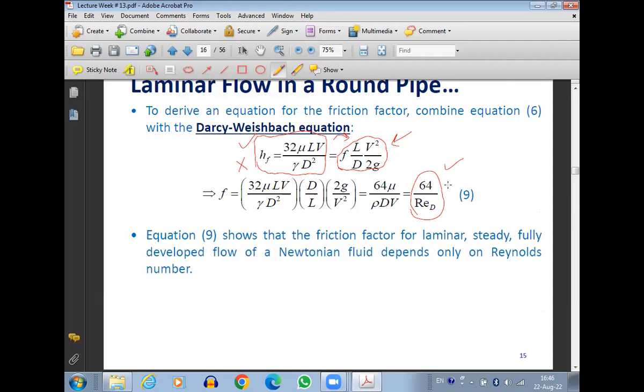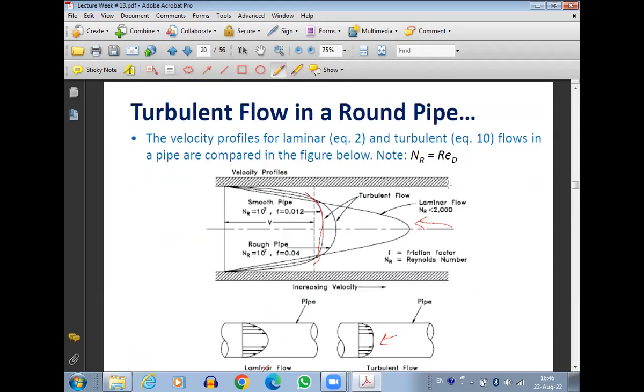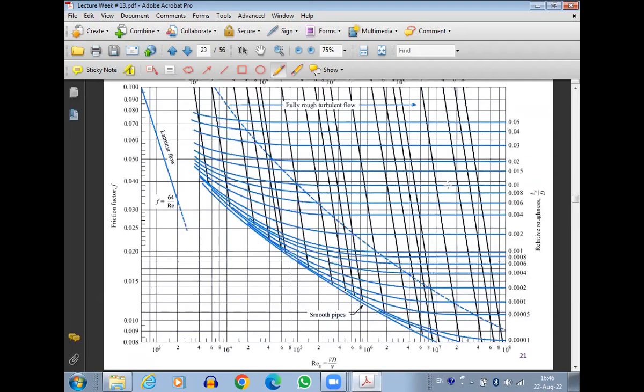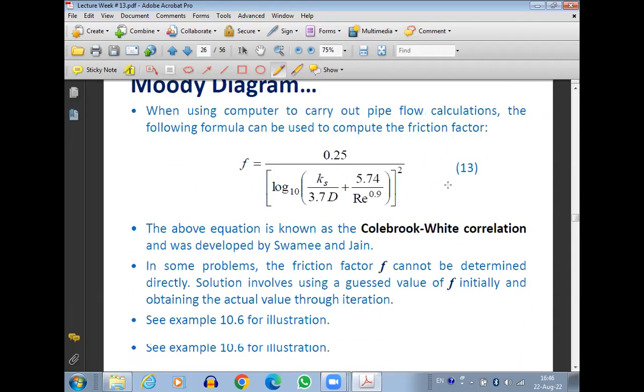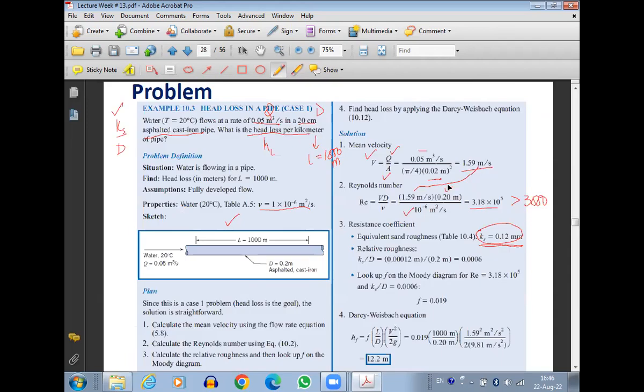This formula was only for laminar flow. Now we have to use the Darcy-Weisbach equation for the case of turbulent flow. So we have to use the Moody chart. In the Moody chart, on the x-axis, you have the Reynolds number, which we have already determined, 3.18 × 10^5. Then the next thing is that we have to intercept it with a specific curve of relative roughness.